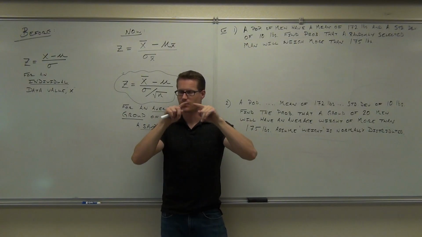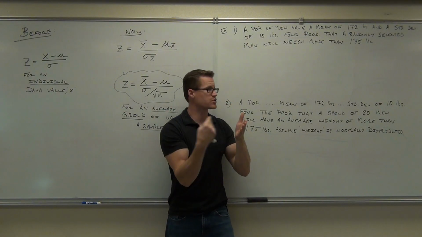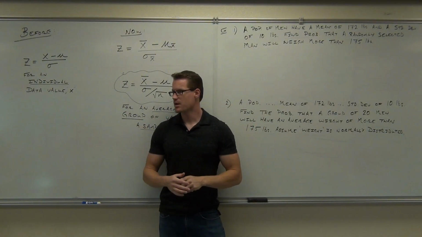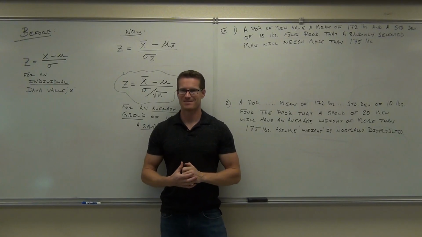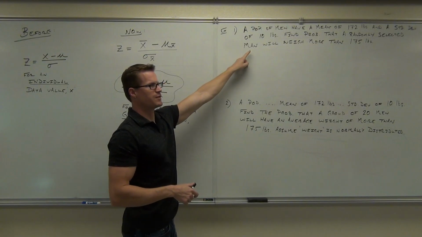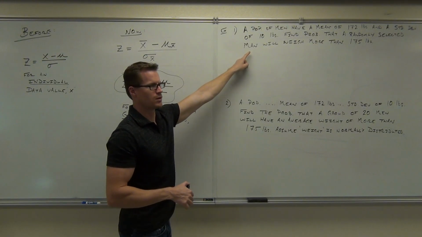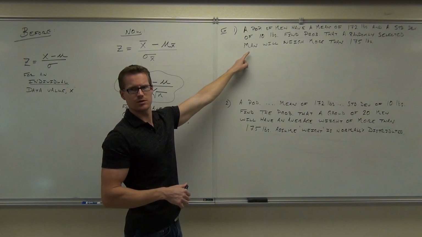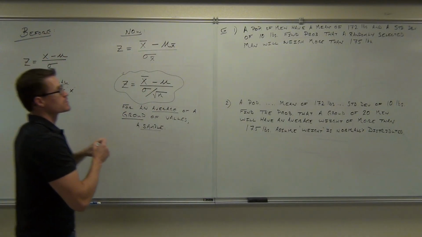Draw it. Standard normal. Put that z-score on the picture, shade a certain side, then look up the area. You guys ready to try it? Okay. So again, number one, we're dealing with an individual or a group, a data value or an average. This is for data values.